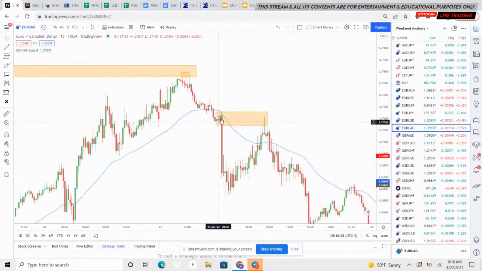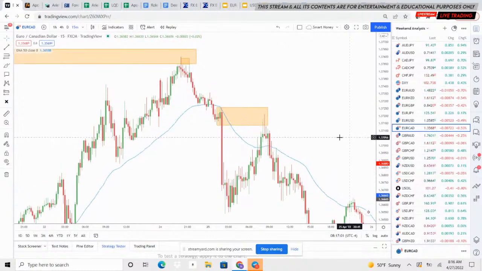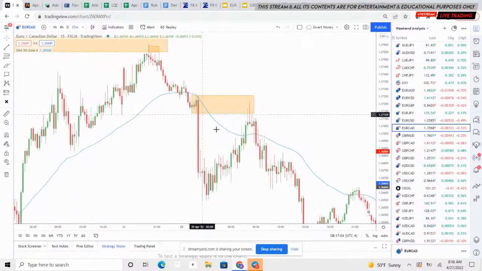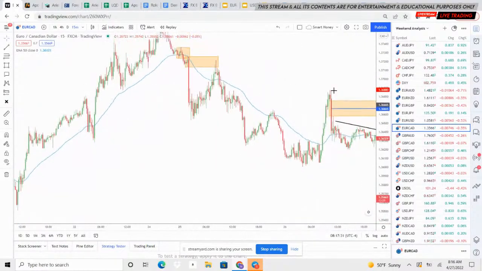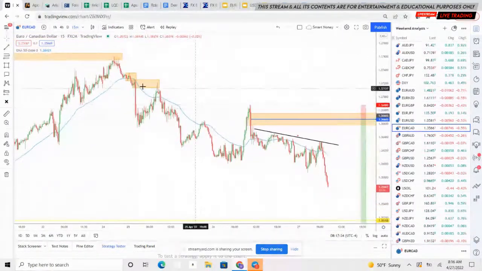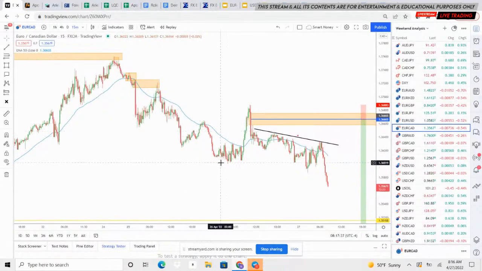So now we can see after this huge move, I think this was news of some sort, I think like a rate statement from the Canadian dollar, we came back up into supply, mitigated these orders here, filled in balance, and continued. So really just lower low, lower high, lower low, lower high, lower low, lower high. And we even came back up into supply here. So this supply was mitigated with this supply, which was mitigated with this.